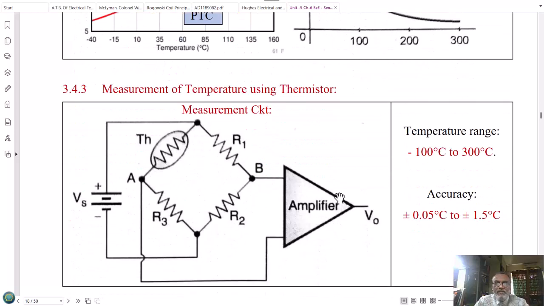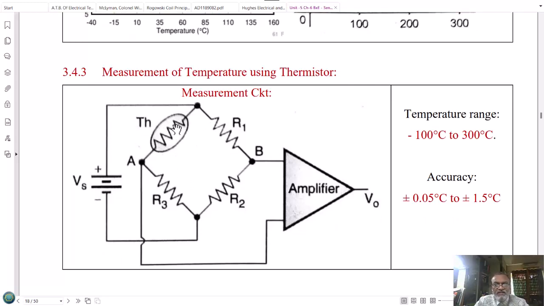The measurement of temperature using thermistor is shown in the following figure. In this circuit, again we are using the Wheatstone Bridge circuit, and we will replace one of the arms of the Wheatstone Bridge circuit by using thermistor. The output of the Wheatstone Bridge circuit is taken between point A and point B, that is called VAB, and we have derived the expression for the output of Wheatstone Bridge circuit.